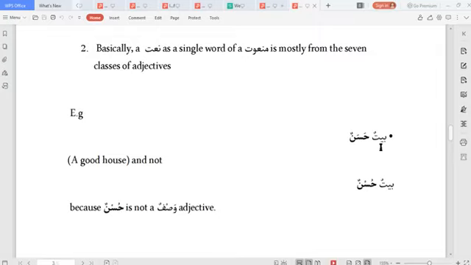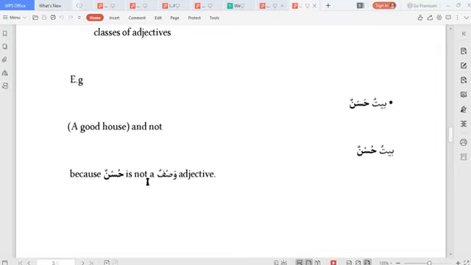So this example now is baitun hasanun. Hasanun is an adjective which means good. But baitun husnun, husnun is the masdar of hasuna, the verb, and because of that it cannot be the words in the na't here. Literally translated, it would be a goodness house, which does not make sense. Do you get it? Because husnun is not a wasf, it's not an adjective. That's what he is trying to say.